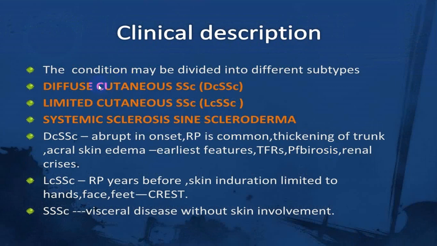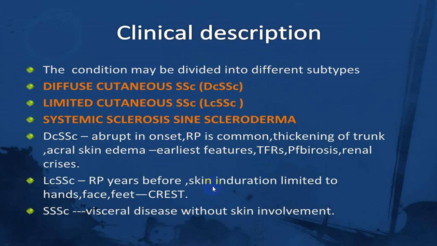So divided into diffuse, limited, and systemic. We already mentioned that diffuse, that is DCSSc, is for diffuse cutaneous systemic sclerosis. So abrupt onset, where Raynaud's phenomena is common. In a diffuse variety, Raynaud's phenomena is very common. Thickening of the trunk, acral skin edema. Earliest features will be pulmonary fibrosis, renal involvement, and also you will have different parts of the skin involvement.